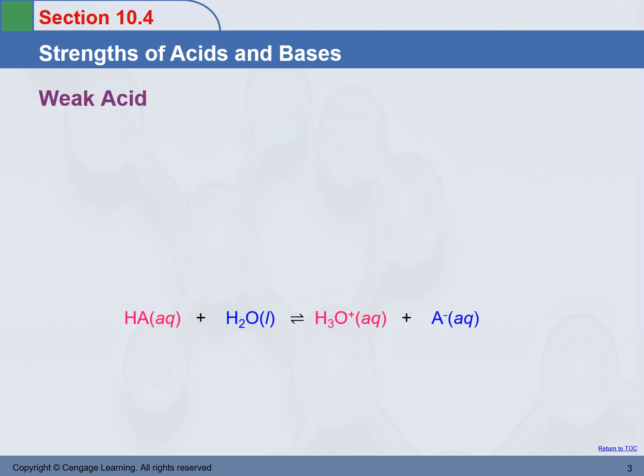Now let's talk about a weak acid. Again, we're going to use this acid ionization equilibrium to talk about it. Remember, the definition of a strong acid is an acid that donates 100% of its protons to water. In that case, this equilibrium lies far to the right. In the solution of a strong acid, basically there are no acid molecules. All molecules are ionized into ions.